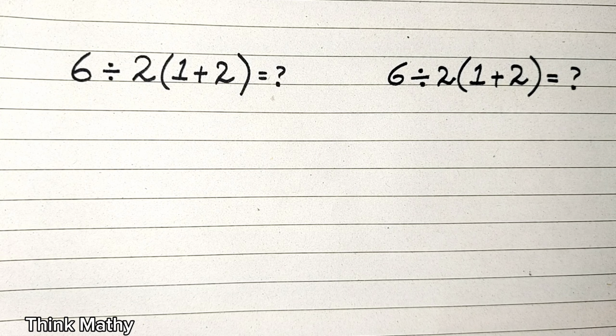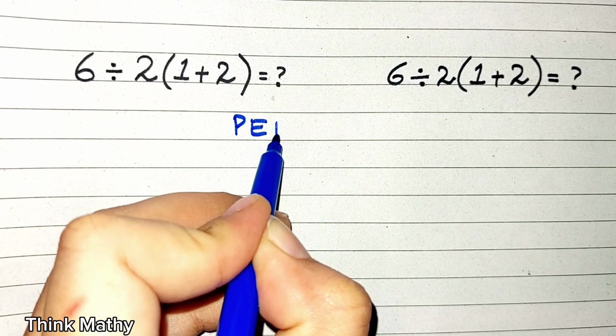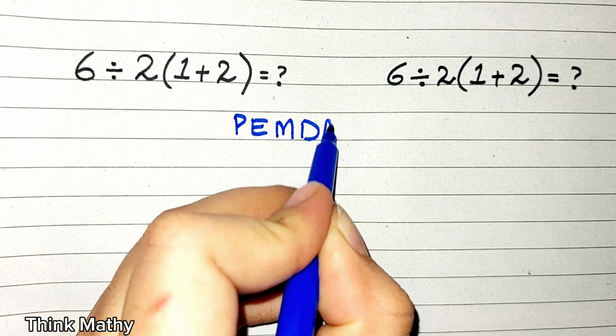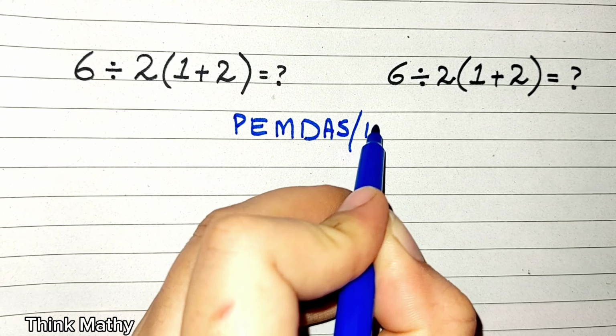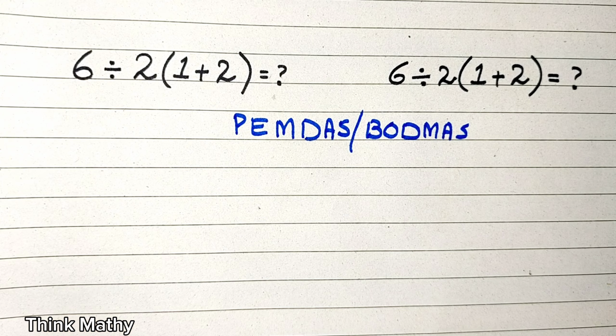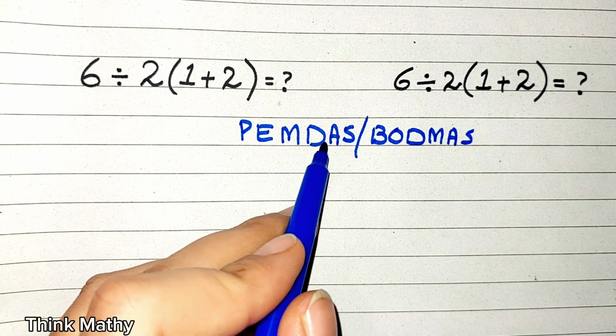First we will use BODMAS or PEMDAS to solve this question. So we can see that parenthesis and brackets will be solved in the very first place, and orders, and then we have multiplication and division and then addition and subtraction, but here it is division and multiplication and addition and subtraction. So how will we solve that?